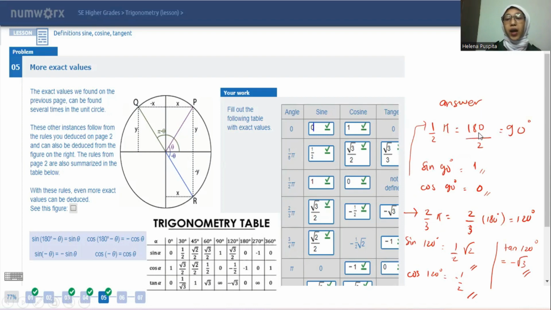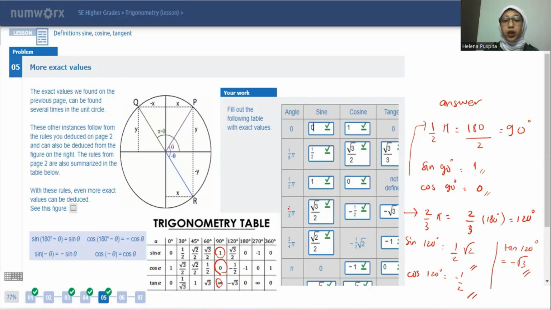Next, 1 over 2 π equals 180 degrees over 2 equals 90 degrees. Sine 90 degrees is 1. Cos 90 degrees is 0. And tan 90 degrees is not defined.